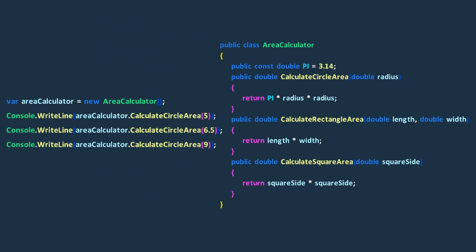Now, to calculate the area of a circle, we only need to pass the radius value to the method, and we no longer have any unnecessary properties. Additionally, to calculate the area of different circles, we don't need to create new objects or change property values anymore.